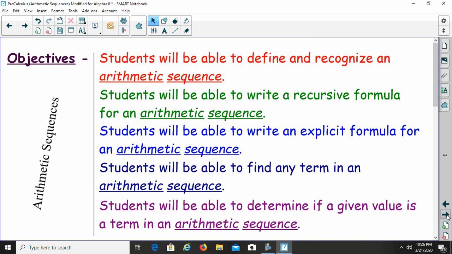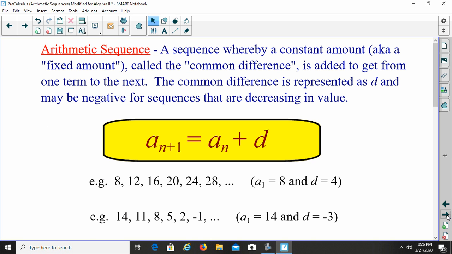So let's get started. First of all, an arithmetic sequence by definition is a sequence whereby a constant amount, or in other words a fixed amount called the common difference, is added to get from one term to the next. The common difference is represented as d and may be negative for sequences that are decreasing in value. The key piece here is that in an arithmetic sequence we need to add the same amount consistently to get from one term to the next.